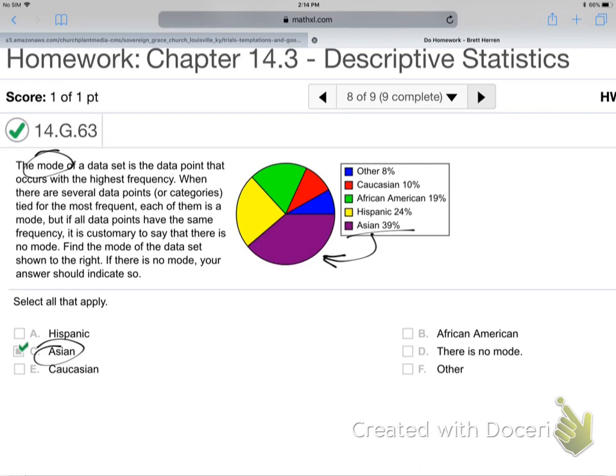Mode is the one that... We don't care what the percentage is. We don't care anything else. It's the biggest. Mode is the one that occurs the most. The most of whatever that thing is measuring is Asian.